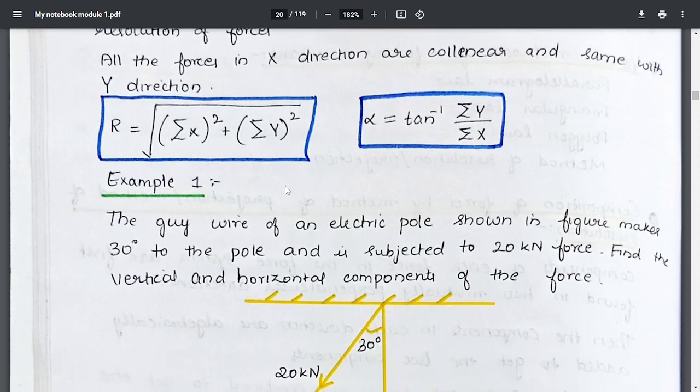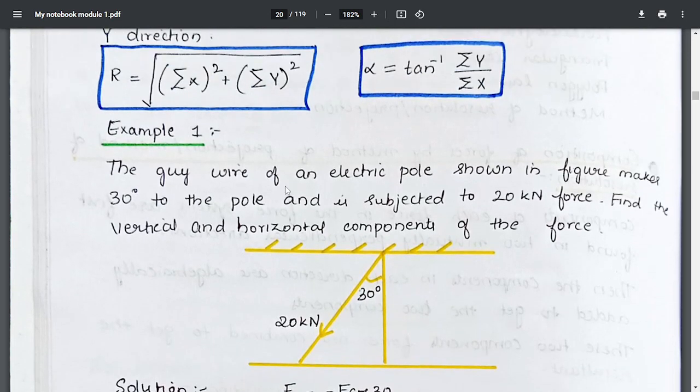Okay, then let us do the first example. The guy wire is some kind of wire which is attached to the electric pole. You must have seen it in your nearby places. The guy wire shown in the figure makes an angle of 30 degrees to the pole and is subjected to a 20 kilonewton force. We need to find the vertical and horizontal components of this force.